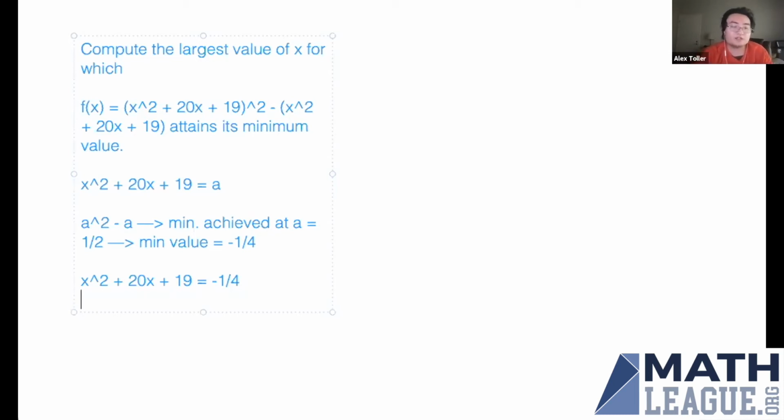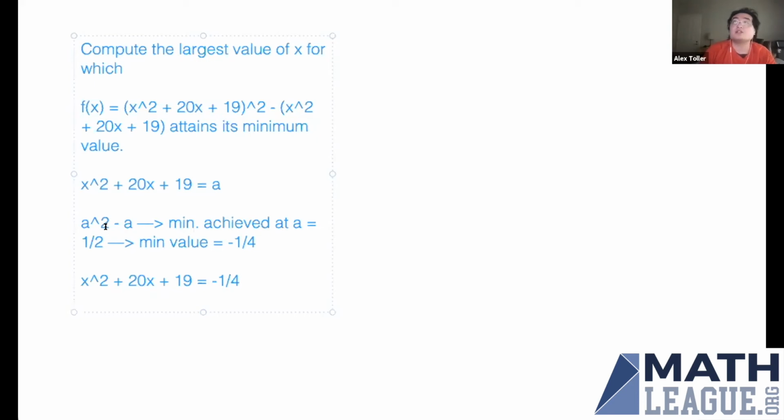Well, again, we do the same thing as we did for a squared minus a. The axis of symmetry is going to be at x equals minus 10. Therefore, that's where the minimum value is going to be achieved, right? And you plug that in, you get negative 81 as the minimum value, right? Far below the negative a quarter. So yes, that is possible, right?